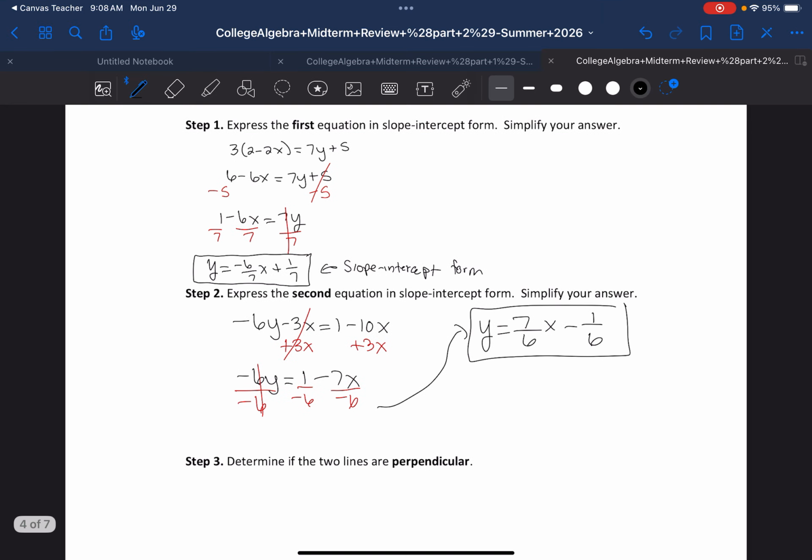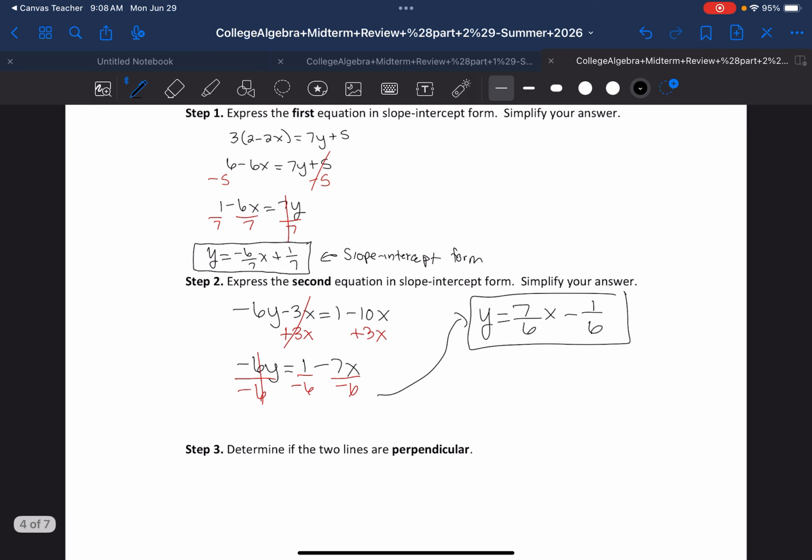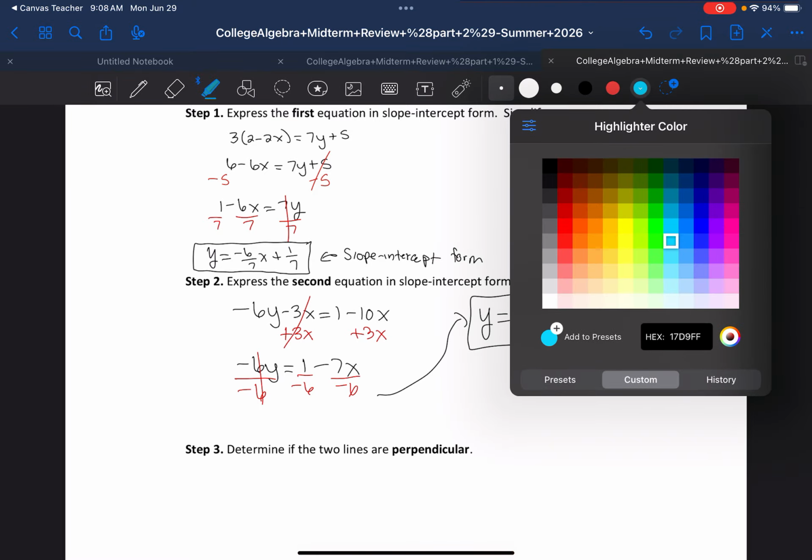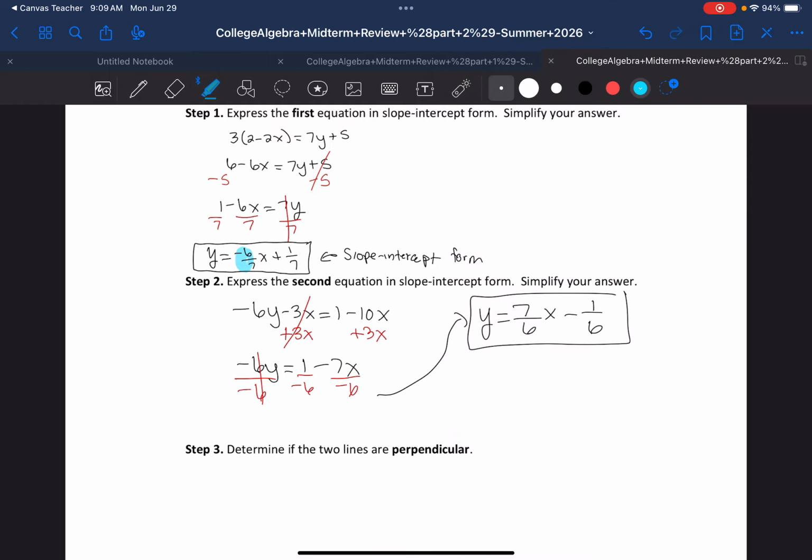So number 3 wants me to determine if the two lines are perpendicular. So when you're determining whether two lines are perpendicular or parallel or neither, you need to look at their slope. So the slope of the first line up here, which I will call M1, is negative 6 over 7. And the slope of the second line is positive 7 over 6.